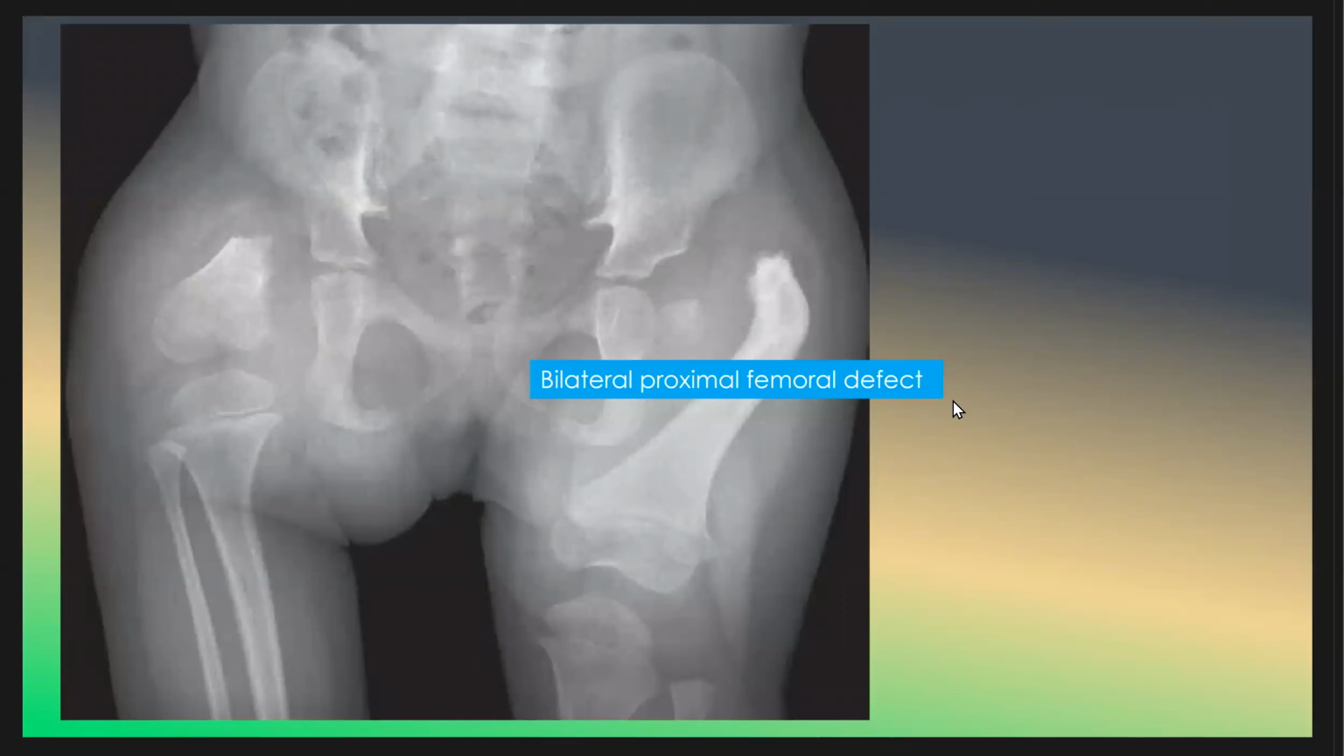This is a case of bilateral proximal femoral deficiency or defect, as we see here, and you should read the types of the proximal femoral defect and which type is included in this patient.